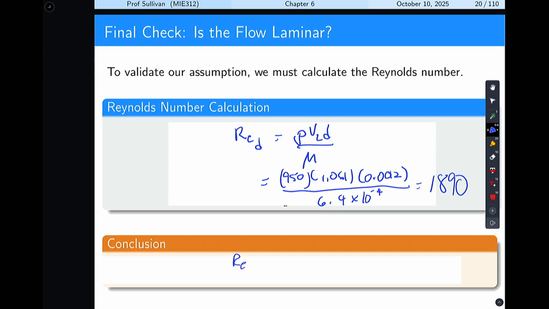So Reynolds number based on diameter is 1890, which is less than 2300. And so we can say that that is in fact a laminar flow.